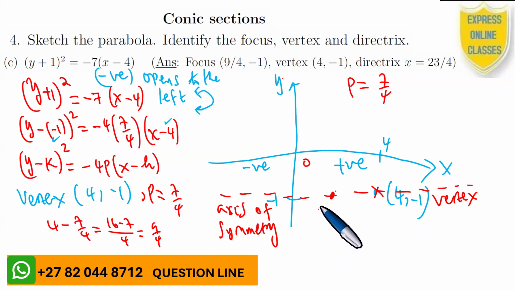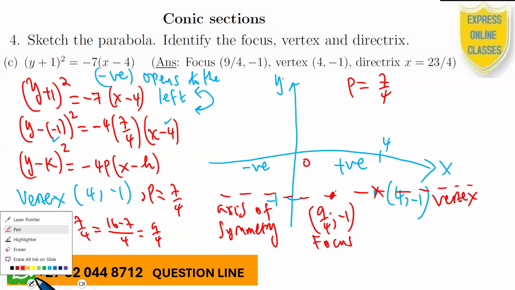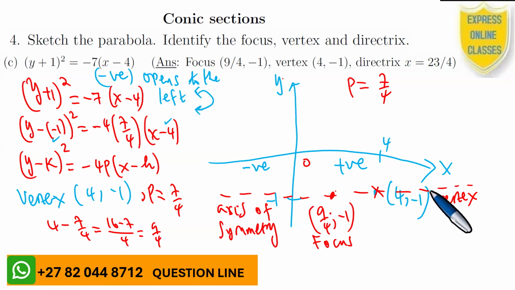Which means x is 9/4 and y is -1. So this one would have to give us the focus. But now the directrix will have to be plus. So the directrix is going to be on this side. If it's going to open like this, then we're going to have the directrix. The directrix is going to be 4 plus 7/4.